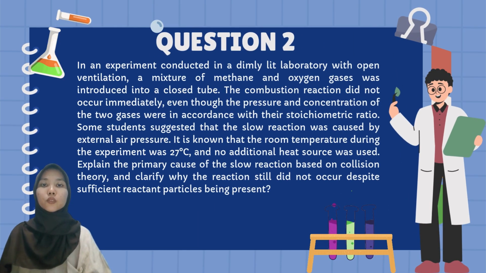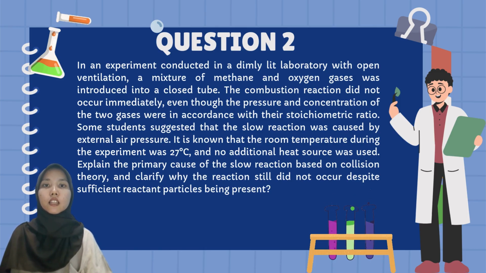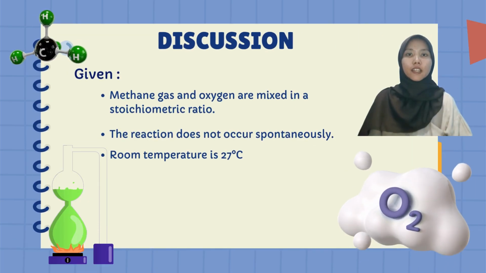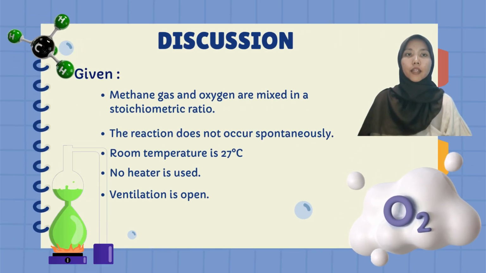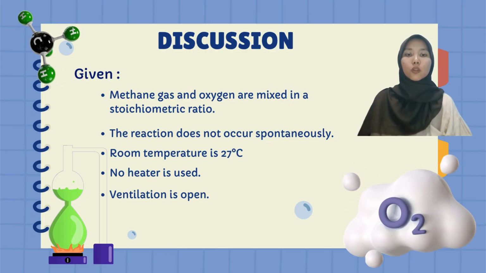Okay, now moving on to question 2. This question is about why a combustion reaction doesn't occur even though the gas mixture is in the correct stoichiometry ratio. The experiment is done at 27 degrees Celsius without extra heat. Main question: according to collision theory, explain why the reaction doesn't happen even when the number of gas particles is enough. Let's now discuss. The question gives: 1. Methane gas and oxygen are mixed in stoichiometry ratio.